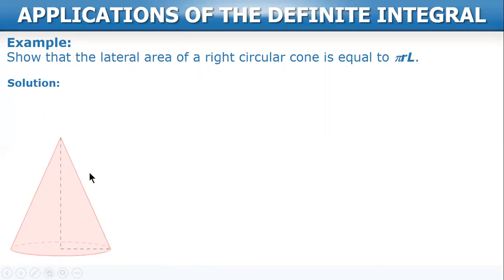Cone ito makuha. Pero if you consider only this surface area, it's actually a line revolved about the y-axis. Suppose this is our coordinate axis. You have this line, it revolves as a y, and we get the surface area. We call it lateral area because pag surface area, that includes the area of the base. So if we exclude the area of the base, we call it lateral area.